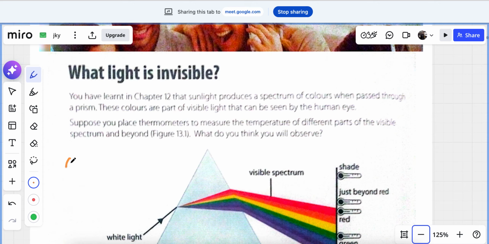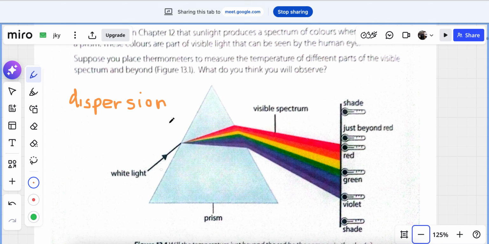Let's write the word dispersion, because you need to know this word and its definition. Dispersion is the process whereby a narrow beam of white light refracted through a triangular prism produces several different rainbow colors. We're going to itemize these colors and show their wavelengths, which has the longest wavelength and which has the shortest. Red is seen to be the one with the longest wavelength, and violet the shortest wavelength.